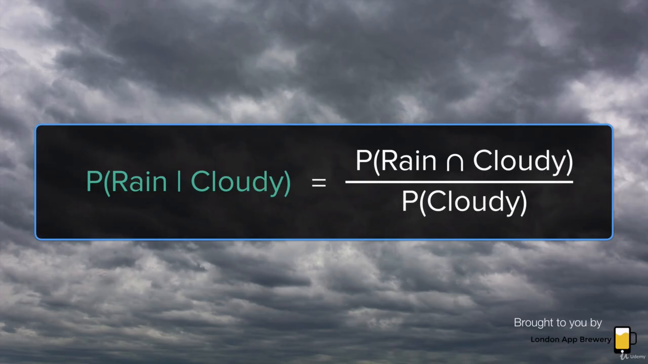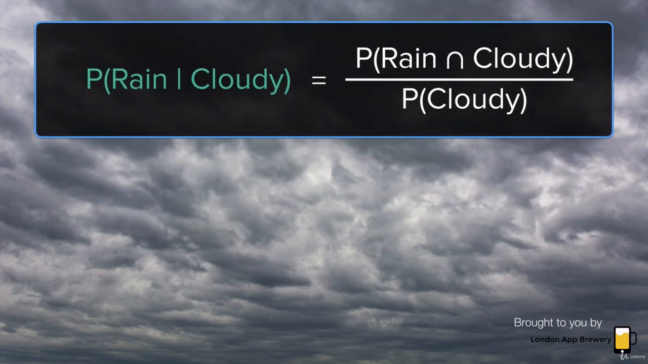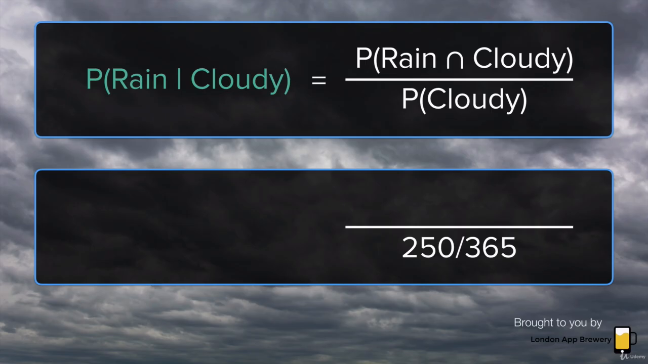But the important learning point here is that the probability of it raining depends on the probability of it being cloudy. And that's the bottom part of the fraction here. The bottom part of the fraction is the probability of it being cloudy. If it was cloudy for 250 days a year last year, then this part of the fraction is 250 divided by 365. Now, what about the top part of the fraction?